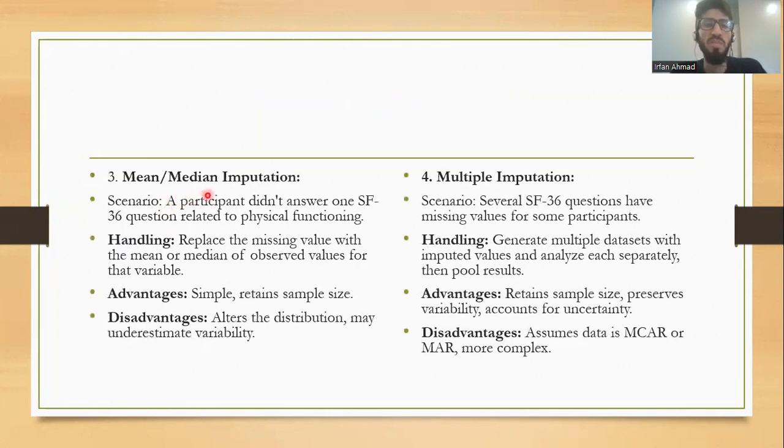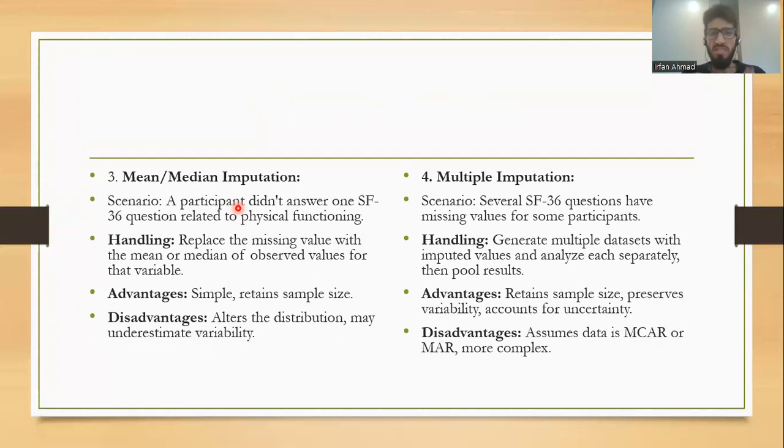The second one is mean or median imputation. It is actually a good method. For example, a scenario: the participant doesn't answer one SF-36 question related to physical functioning. Replace the missing value with the mean or median of the observed values for that variable. For example, out of 10 participants, one didn't answer, so you take the mean or median of the 9 participants and use that value for that missing question.